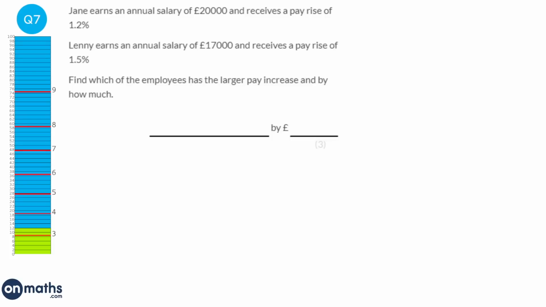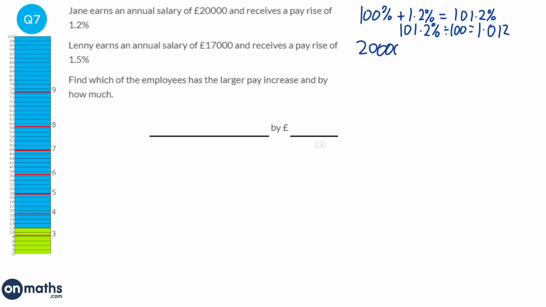So firstly, we're going to work out what the percentage increases are as a multiplier. So we start off with 100%. Jane has a 1.2% pay rise, and so that would be 101.2%, and we divide that by 100 to make it a multiplier. So the multiplier is 1.012, so we take the 20,000 times it by 1.012, and that gives us 240.